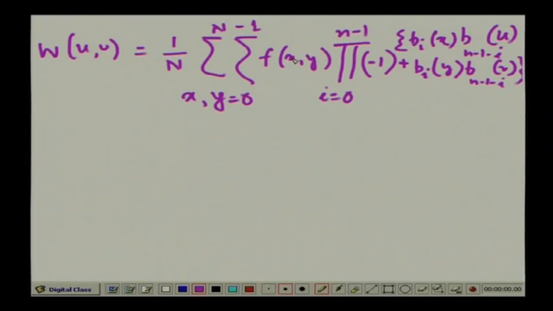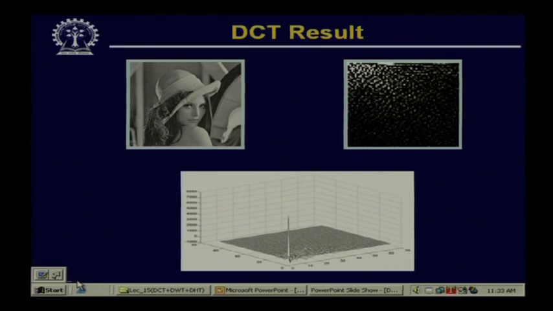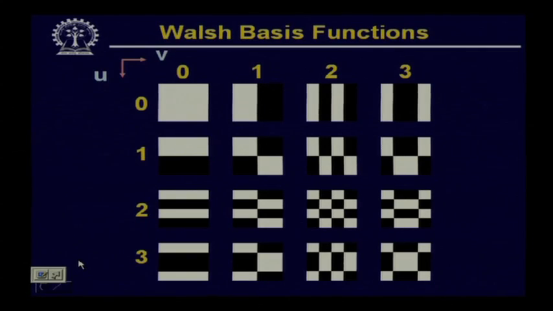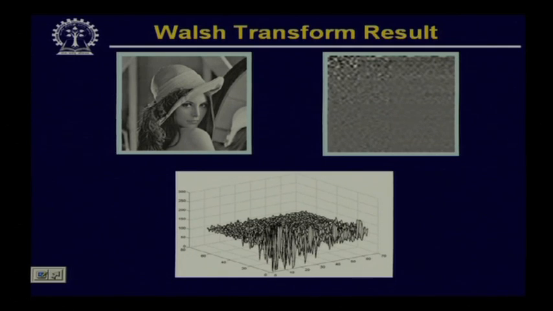So, now let us see what the basis functions of this Walsh transformation are and what the results are on some image. For Walsh transformation, the set of basis images appears like this. Here the basis images are given for a 4 by 4 2D Walsh transformation, and if I apply this Walsh transformation on the same image, say Lena, you find that this is the kind of result that we get.